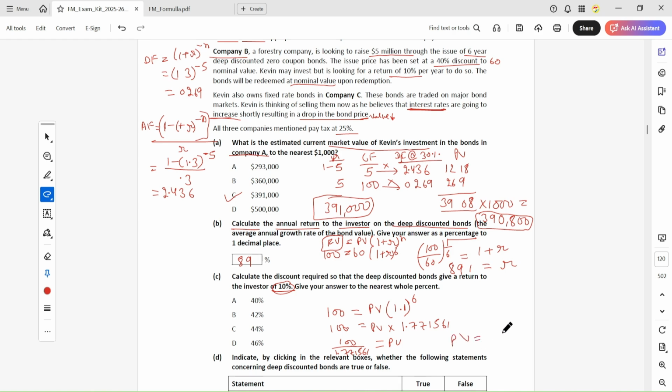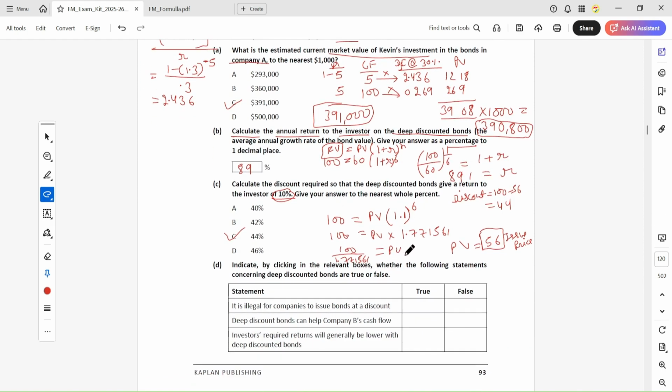Present value will be how much? 56. Okay, present value is 56. So this is the issue price. How much will be the discount? If this is the issue price, we need to deduct this 56 from 100, so the discount is 44%.